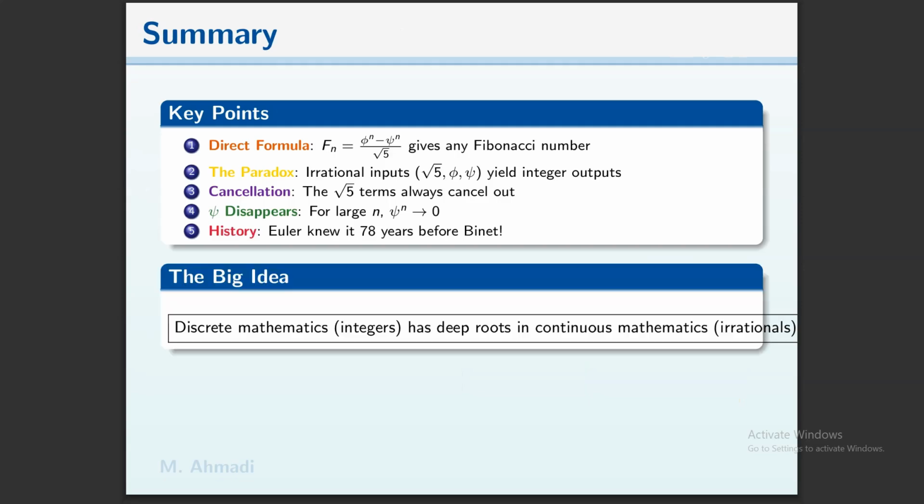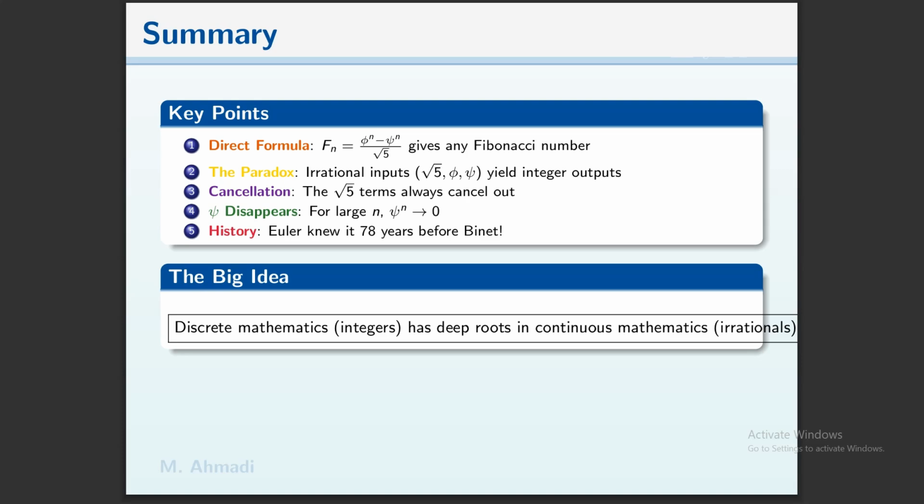And finally, we have the summary of the presentation: the direct formula to calculate the Fibonacci number is Fn equals phi to the n minus psi to the n, over square root of 5. The main paradox was irrational input, integer output, because the square root of 5 terms cancel each other. And the big idea: discrete mathematics has deep roots in continuous mathematics, or irrationals.